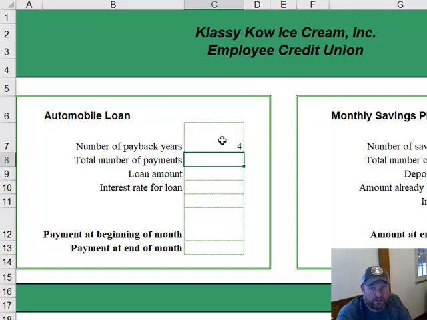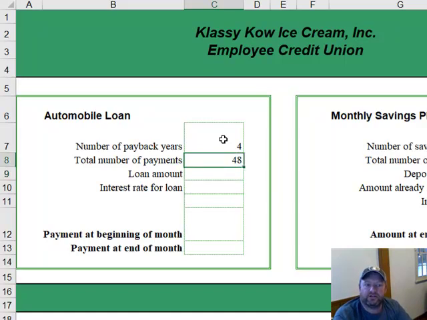Now, do the math, people. If you're making monthly payments every month for 4 years, how many payments are you going to have? Hopefully you're doing the math in your head. So let's write a formula for that. We start our formula with the equal sign. The number of years we're going to pay it, so I'm going to click in cell C7, and then I'm going to multiply by the number of payments in a year, which is 12. Now, why are we setting it up like this? You all knew the answer was 48.